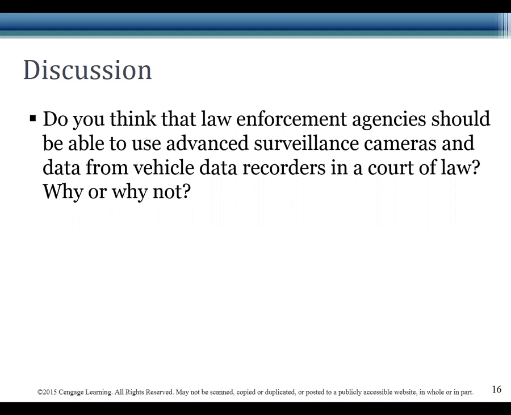I mean, it's come in handy recently with police shootings and various things where they were able to look at the recorders from the cars and things, and they can actually tell what exactly happened. Was it the officer or was it the individual?